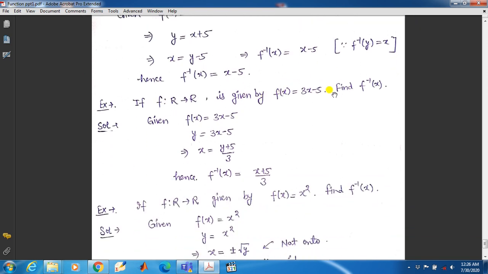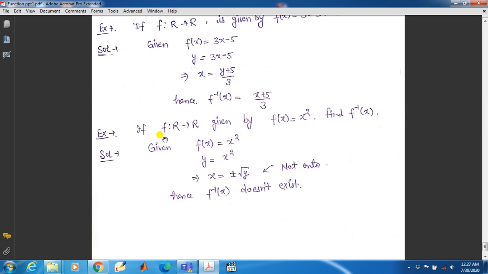Another example, here the function is given as 3x minus 5. Again you have to check whether this function is invertible or not. If it is so, you have to find out f inverse. So the method is again the same. Write down that f(x) equals 3x minus 5. Take that f(x) as y. So y equals 3x minus 5. Find out the value of x from there. That will be (y plus 5) over 3. And from here take the inverse function. F inverse of x will be (x plus 5) over 3. That means the inverse function here will be (x plus 5) over 3.